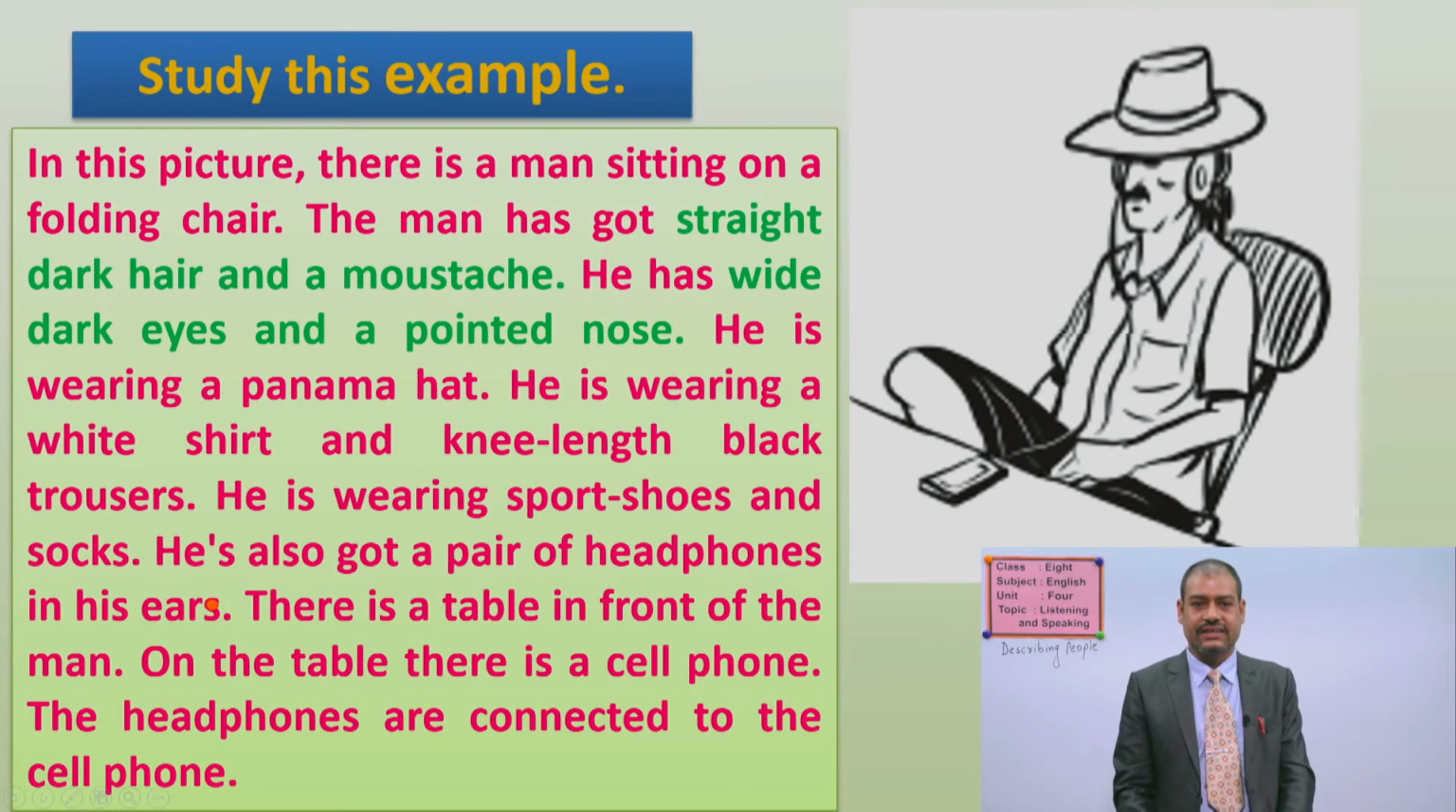And socks. He has also got a pair of headphones. You can find, see, he has headphones also. It means he is listening to something there. Headphones in his ears. There is a table in front of the man. Look, this is a table, okay, in front of him.